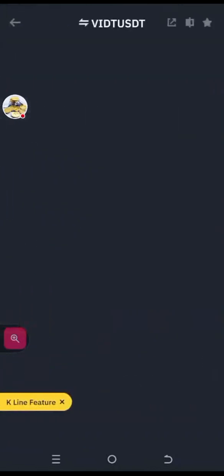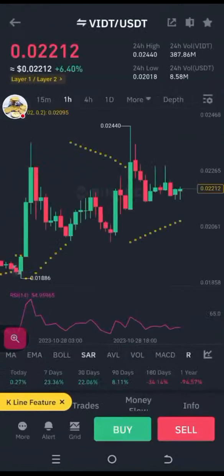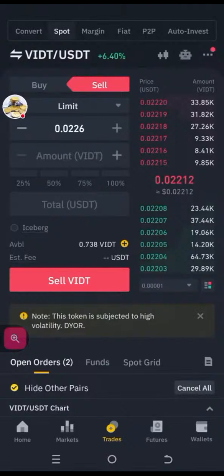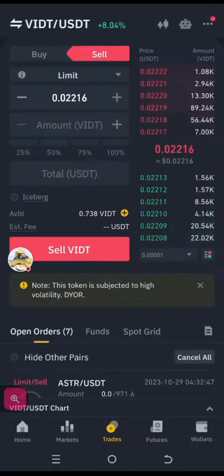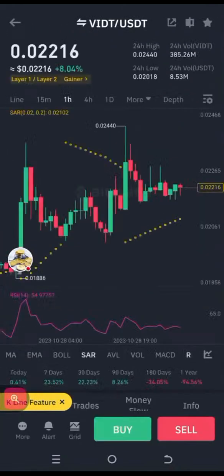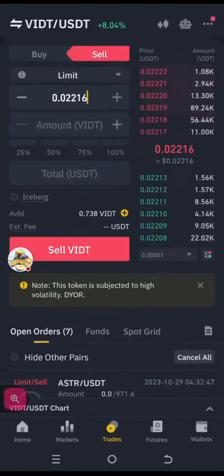All right, let's check the charts one more time. Looks like it's gonna go, right? So we wait for it. I hope it's going up. Well, it's having a little pullback, but it will soon go up.